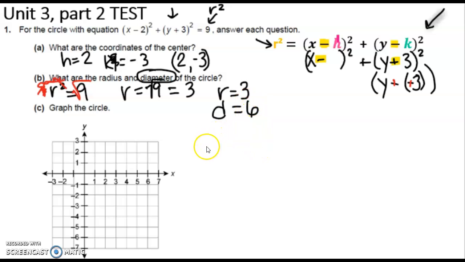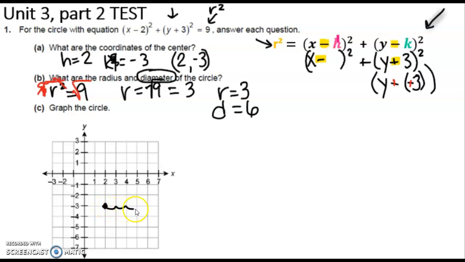So last little part of this test is to graph the circle. So we start with our center point, which is 2, -3. So we go when the x is 2 and the y is -3. Okay, so there's my center point. Okay, my radius is 3. So my radius, remember, that's from the center point to the outside of my circle, and it's 3.